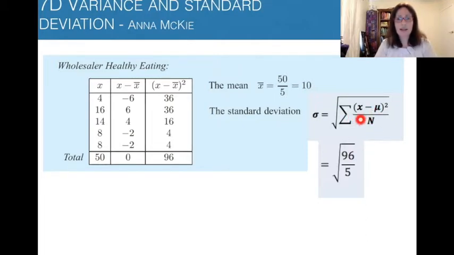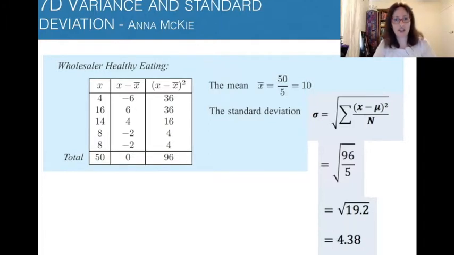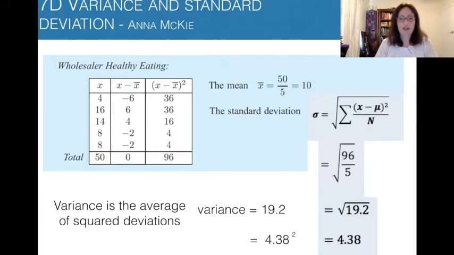The numerator is that 96, so that was the sum of all the squares, divided by 5 because there were 5 terms there, and we take the square root of that. And therefore under the square root sign is 19.2, and we get 4.38 for our standard deviation. And just noting, what is the variance? The variance is that number under the square root, or you could take the standard deviation number and square it. So variance is the average of squared deviations.